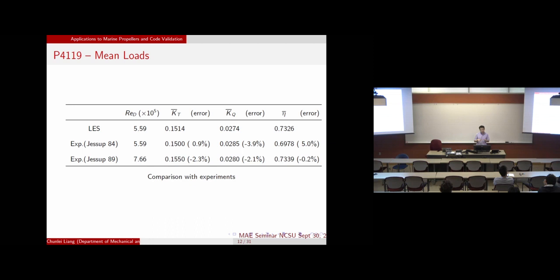Okay, so here, since we have experimental data, I'm going to compare our LES, large eddy simulation, against experimental data. You can see, in terms of the mean thrust, mean torque, KQ, and also the efficiency, generally the error is definitely below 5%. And if you use a Molinar data, one series of data was published in 1984. The other series was published in 1989. And if you look at the second series, the error is within 2.5%. So it's fairly good for this relatively low Reynolds number, relatively simple propeller. We are extremely happy with this method development.